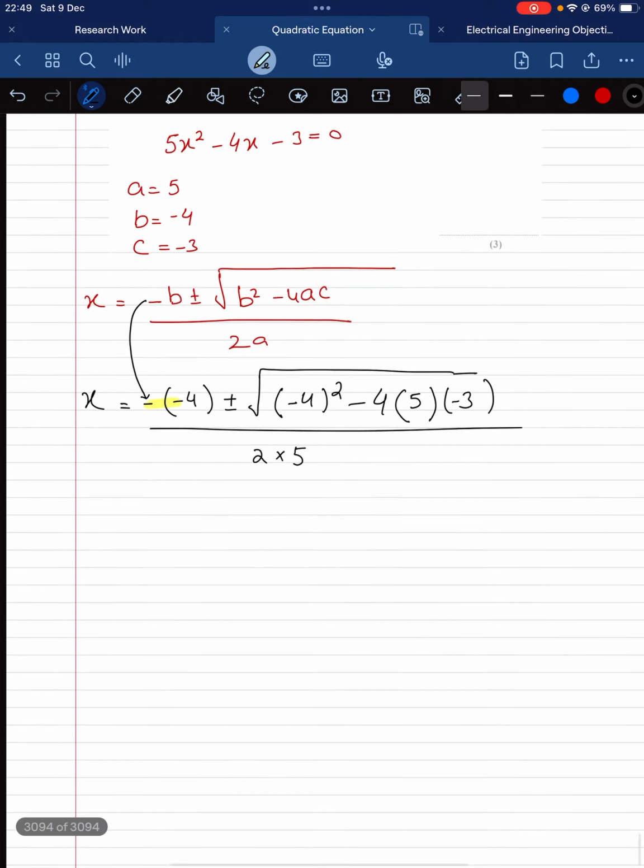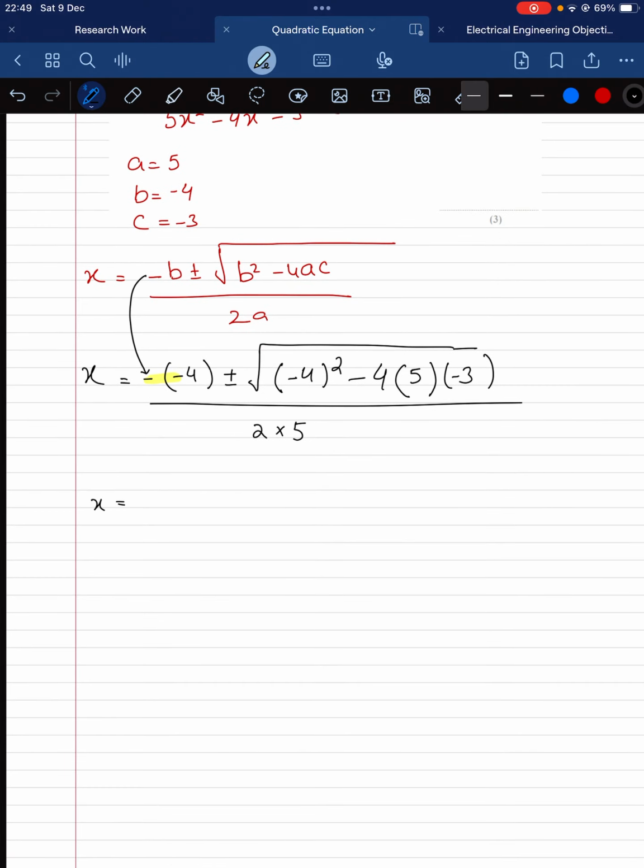Okay, now we need to solve it. x is equal to plus 4, because minus minus gives you plus 4, plus or minus the square root of minus 4 squared. If you put this on the calculator, you will get 16. You need to write it on the calculator by putting the brackets. If you don't put the bracket, you will get minus 16. That is wrong. We need to put the bracket, then we will get the right answer. So 16, and then all of these things are being multiplied. Either you can put all of these on the calculator directly, or if you want to do it by hand, you can.